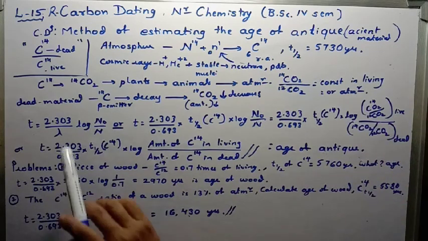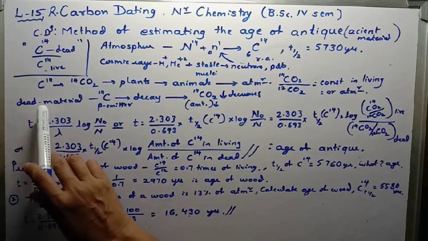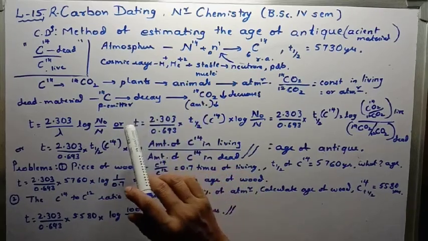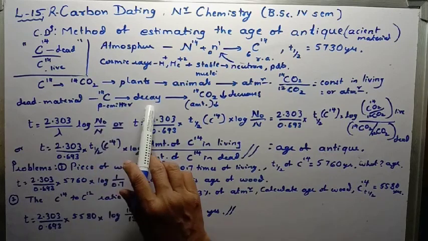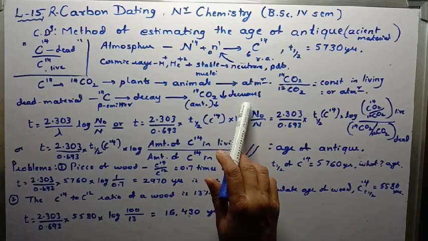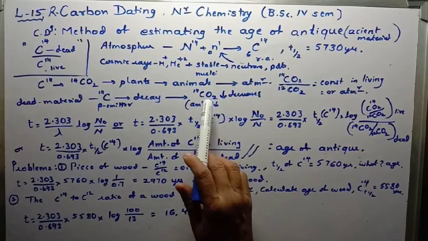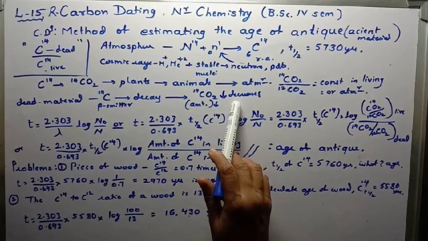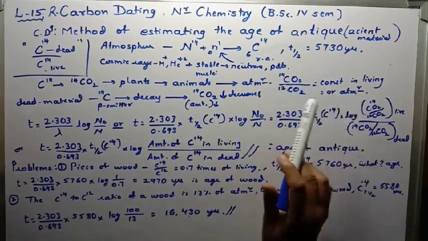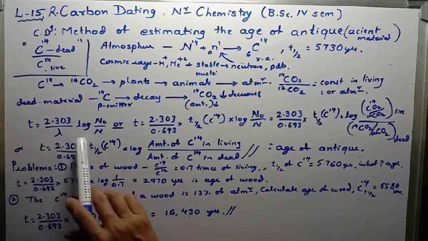Once the animals or plants die, in the dead material the C14 amount goes on decreasing because it undergoes decay, while C12 remains unchanged. Thereby, knowing the amount of C14 present in the dead material and comparing it with the atmospheric amount, one can calculate the age of that material using this formula, which is familiar to you.